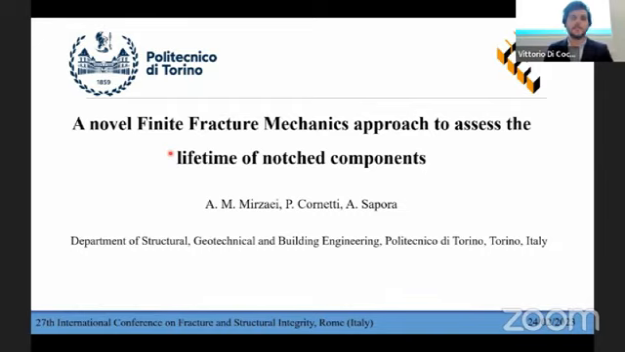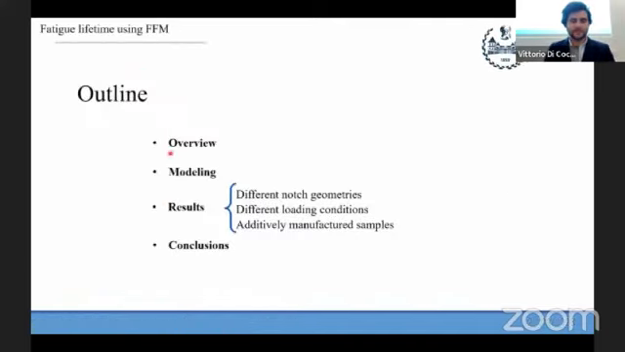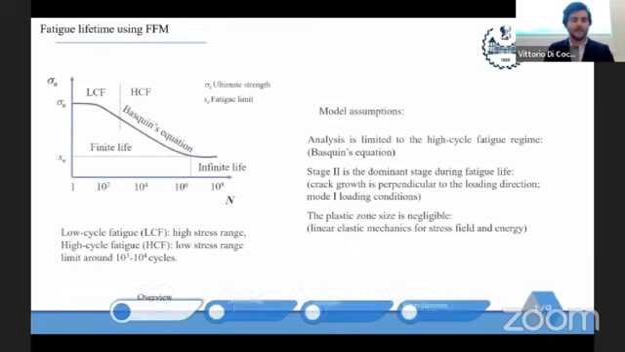I'm a PhD student at Politecnico di Torino, and I'm going to present a new model to estimate finite fatigue life of notch components. I will start with an overview of the model, then I present the model, and I validate it with three different sets of experimental data, and I finish my talk with conclusions.